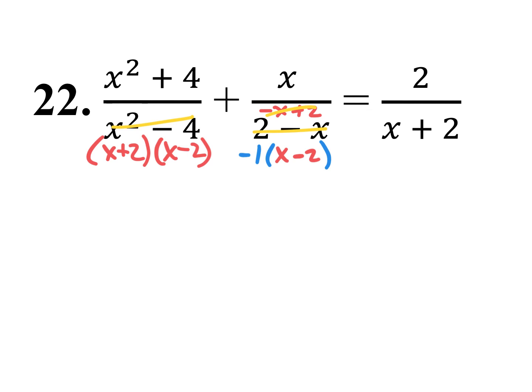Okay. And you could try factoring the top, but you can't because of the plus sign. If it were a minus sign, for sure, you could do x plus 2, x minus 2. But it's a plus, okay. So anyway, let's get rid of some fractions.